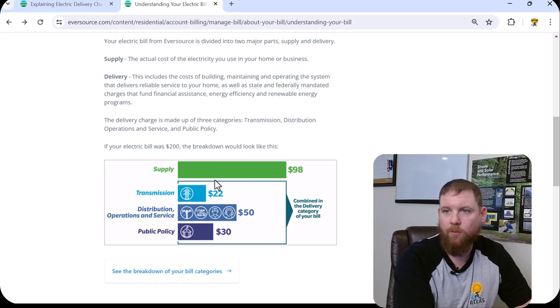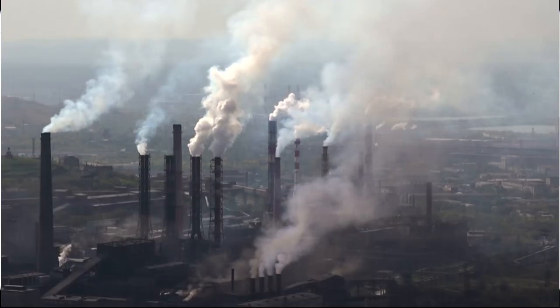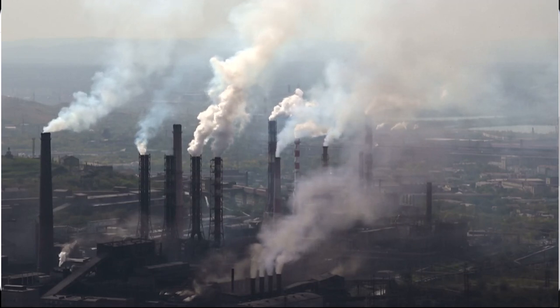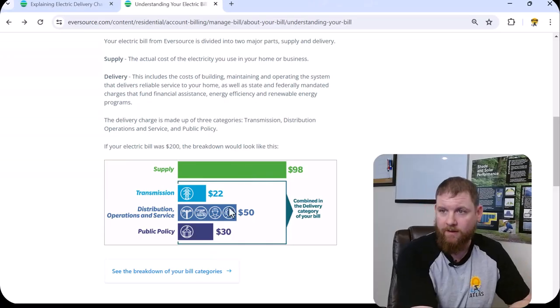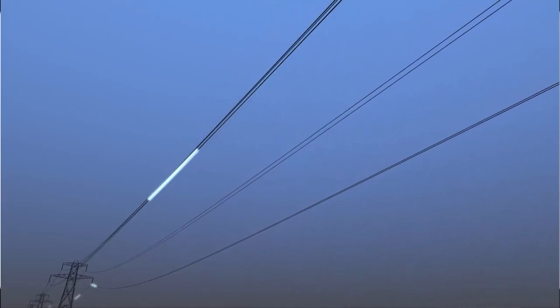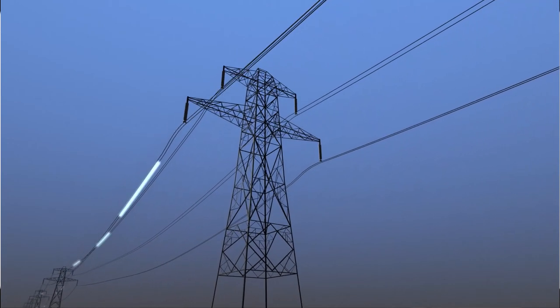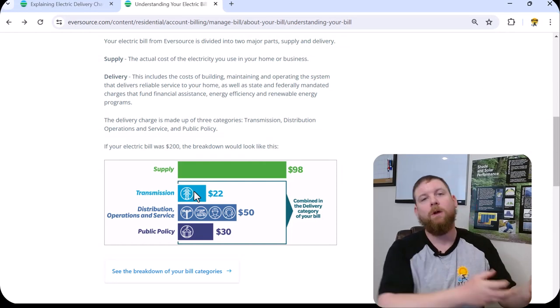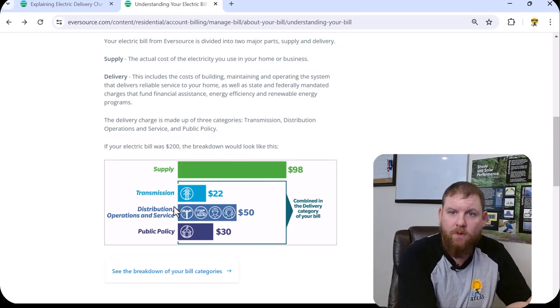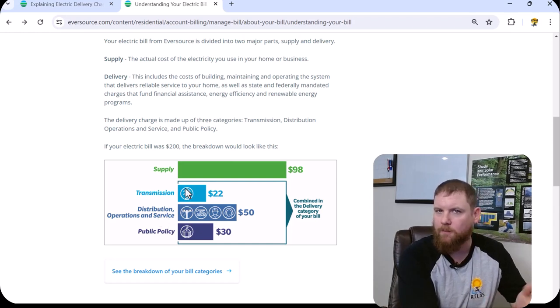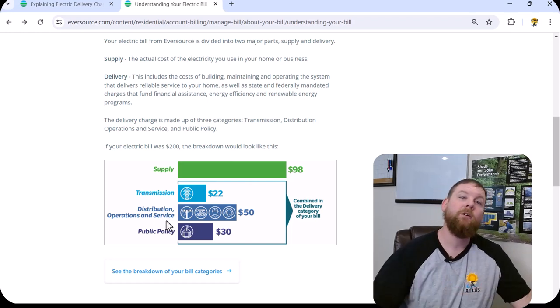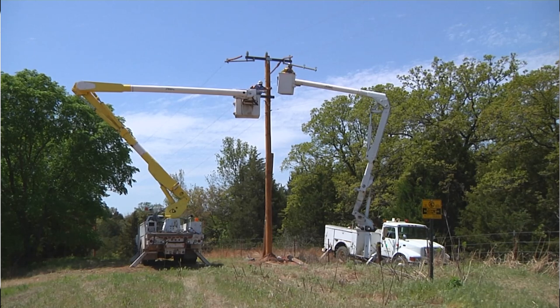The supply portion of your bill is the actual cost to burn the fuel in the power plants to generate the electricity. Whereas the delivery portion of your bill is the transmission, the maintenance of the power lines to actually bring that electricity from the power plant where it's produced to your house, which also includes the distribution, operations, and service. So the transmission is basically the building of the infrastructure.